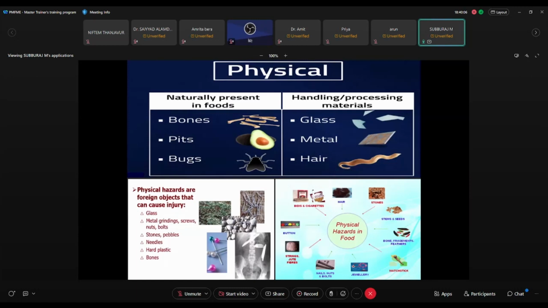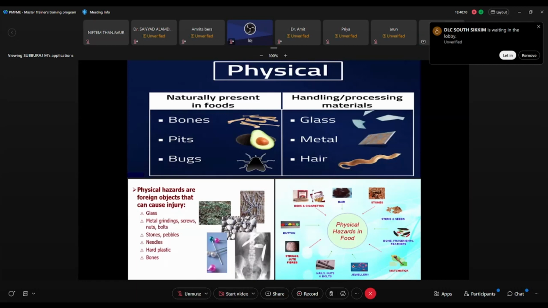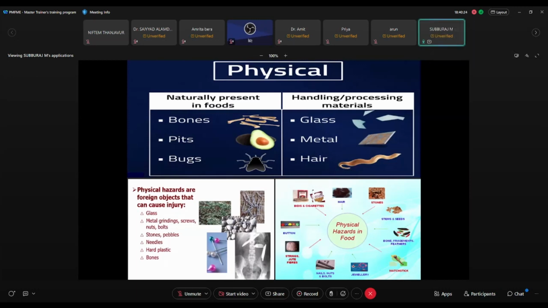Some extraneous matter also, light filth, which means insects may be there, rodents, bird excreta, and sand, stone, clay. Sometimes extraneous vegetable matter: stalks, pieces of shell, pits, fibers, and sometimes peels. So there may be organic and inorganic materials, chaff, stem, straw, and dust, dirt, stone. These are generally known as physical contaminants. They are present in the food materials.